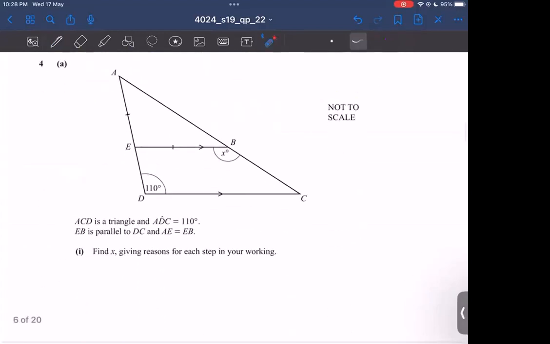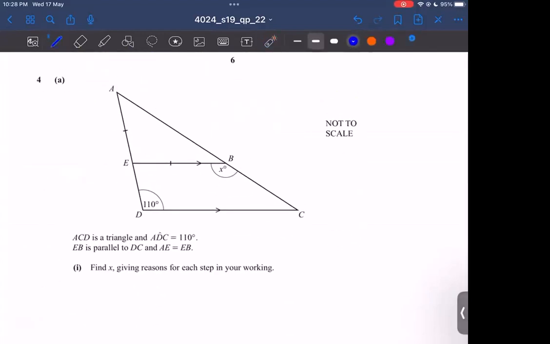Now we have question number 4. It says ACD is a triangle and ADC is 110. EB is parallel to DC and AE is equal to EB. All right, this is an isosceles triangle here. These two sides are equal. Find x giving reason for each step in your working. You need to find the value of x and give the reason for each step.